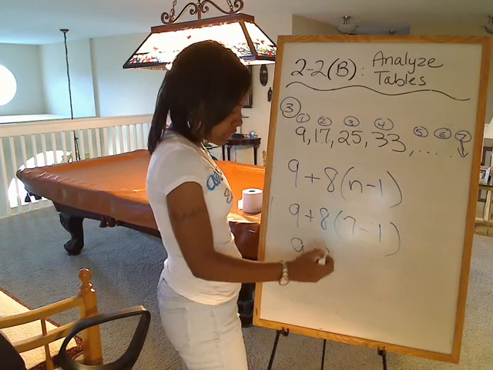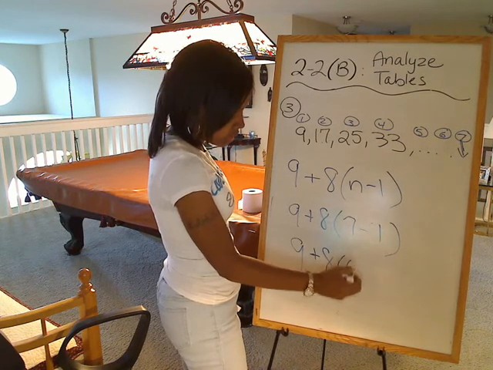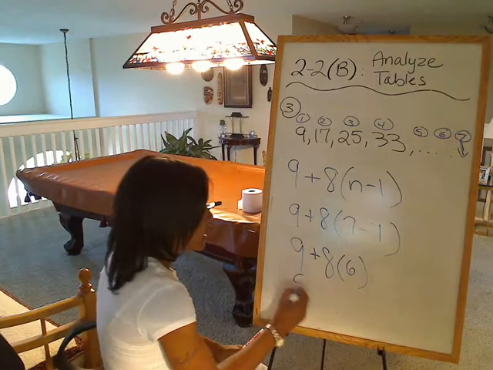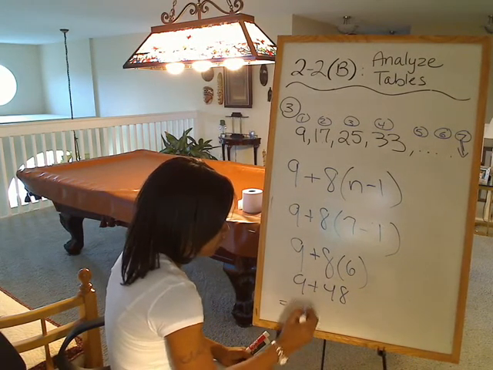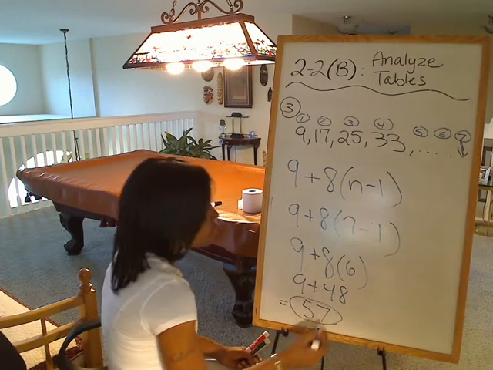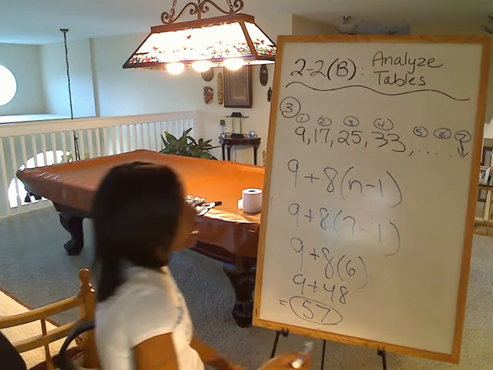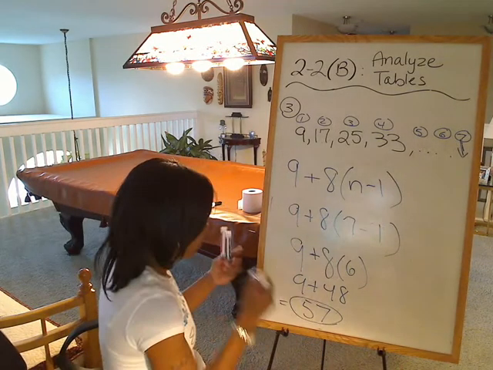So you get 7 minus 1 is 6, so 8 times 6. 8 times 6 is 48. 9 plus 48 is 57. So that should be the last number. And you can find the 5th and the 6th term to see what you get.